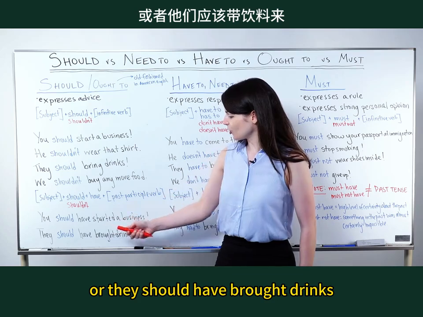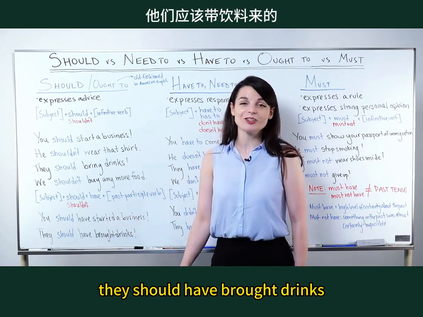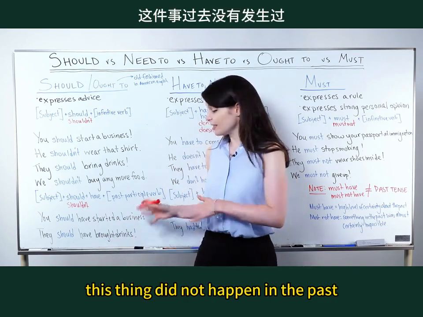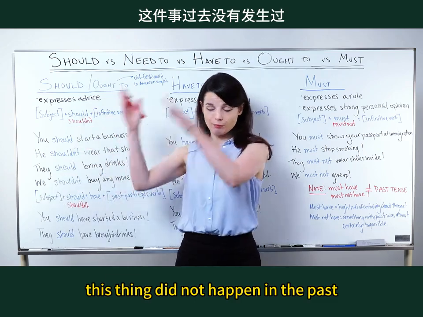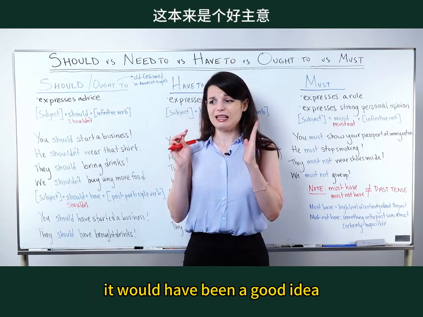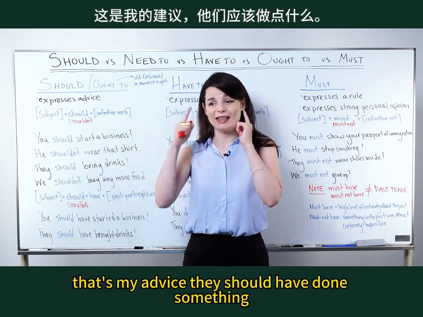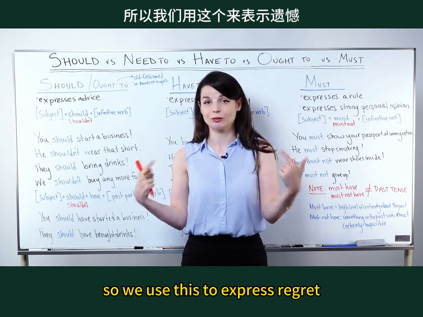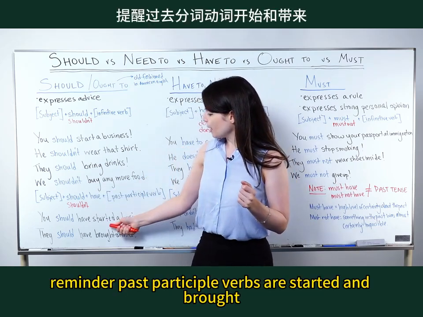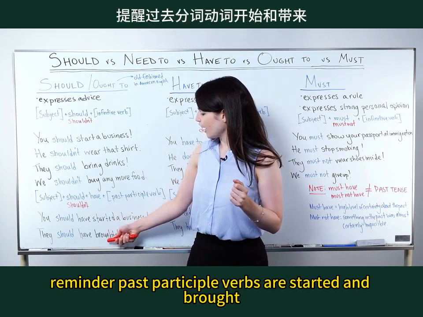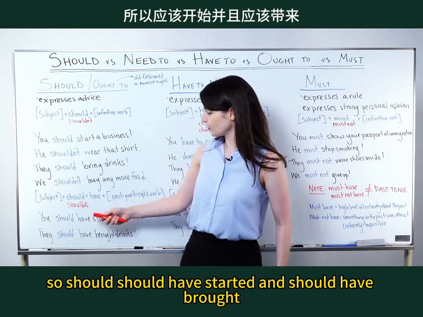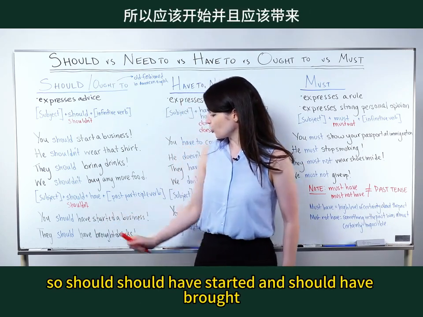Or they should have brought drinks. They should have brought drinks. So that means, in both of these cases, this thing did not happen in the past. But thinking about it now, it would have been a good idea. That's my advice. They should have done something. So we use this to express regret. Reminder, past participle verbs are started and brought. So not the simple past form here. So should have started and should have brought.